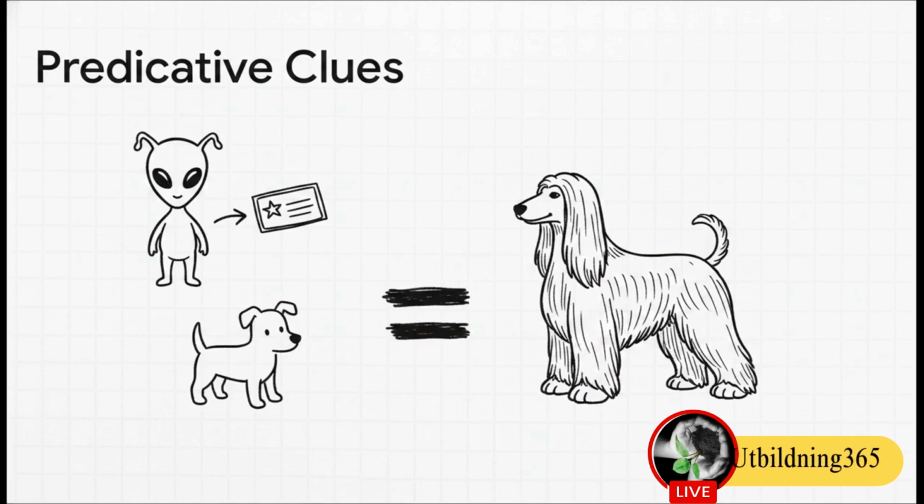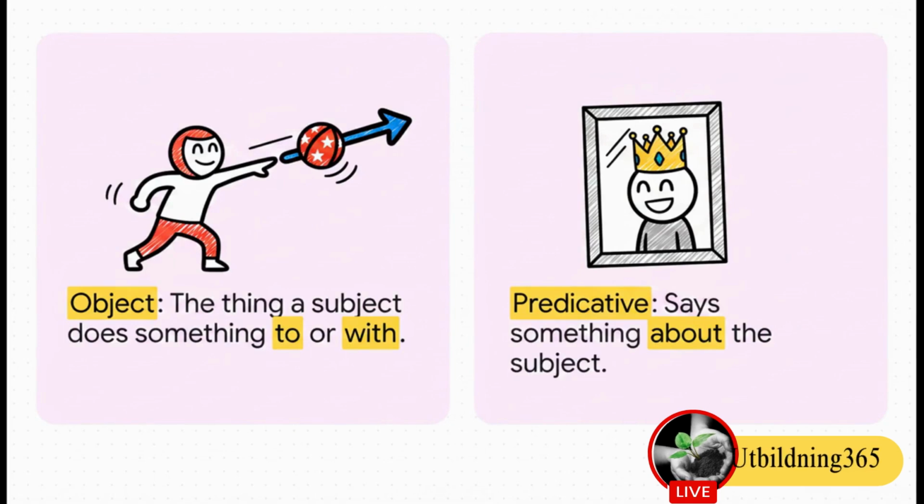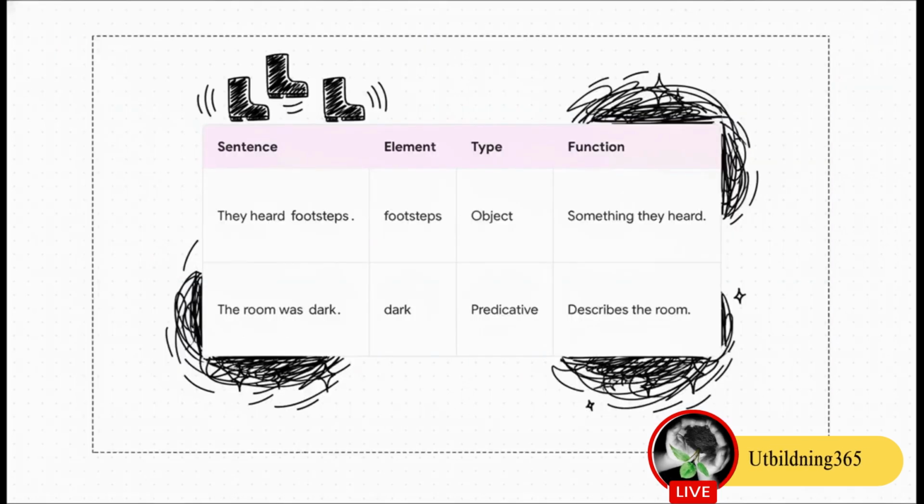So, for example, the alien isn't acting upon Lingo. Lingo is its name. The dog isn't doing something to a large, furry Afghan hound. That's just what the dog is. It's all about description. All right, this is where we put it all together. Because these two can look really similar, let's put them side by side to make the difference crystal clear. This is it, the final showdown, object versus predicative. And here it is, plain and simple. An object is something the subject acts on, something it does something to or with. A predicative, on the other hand, just says something about the subject. That's it. It's the difference between acting and describing.